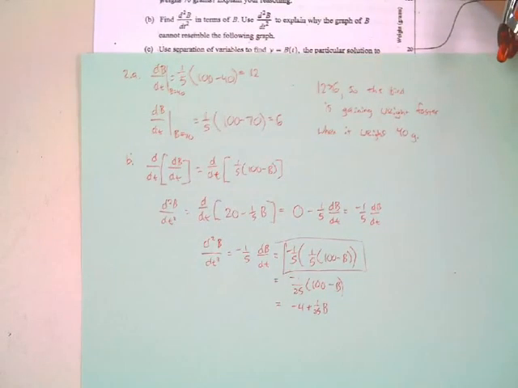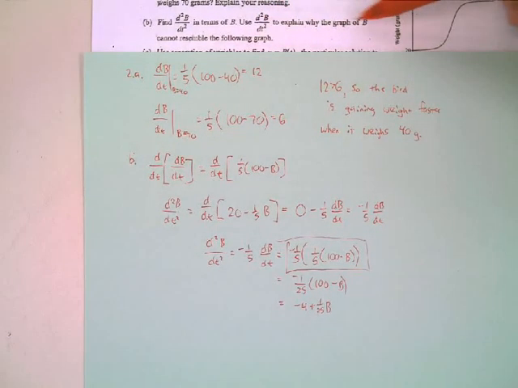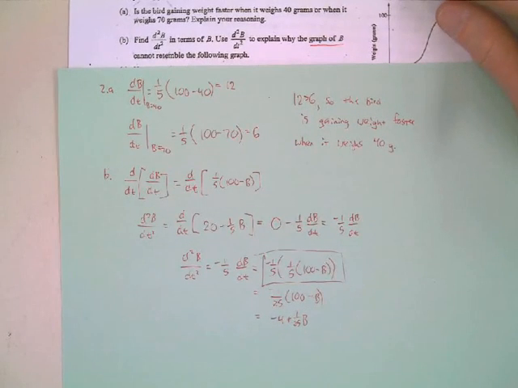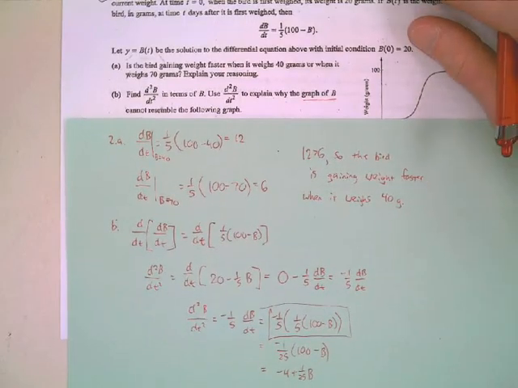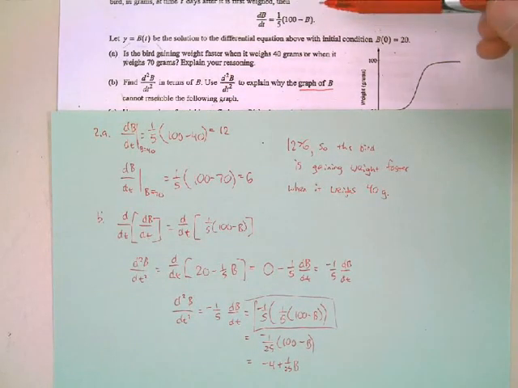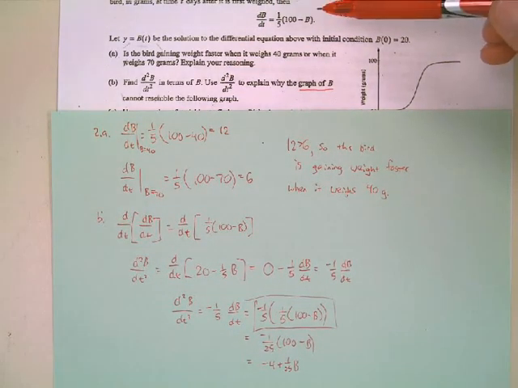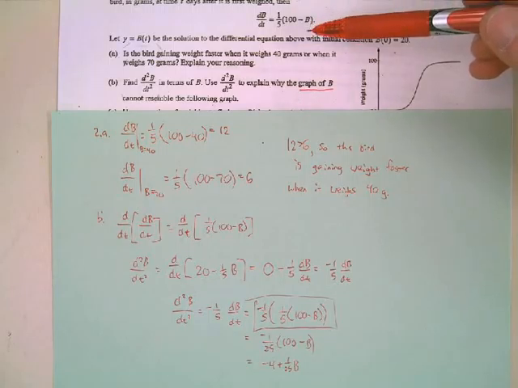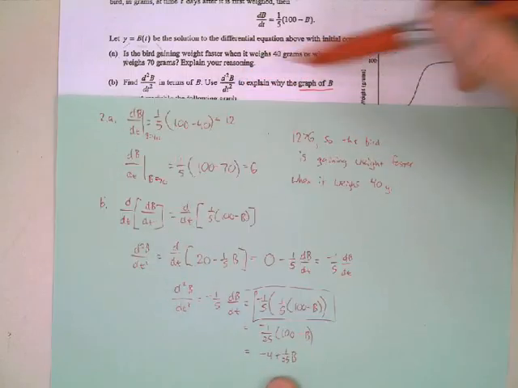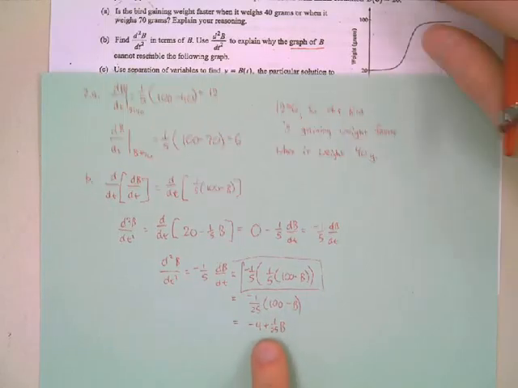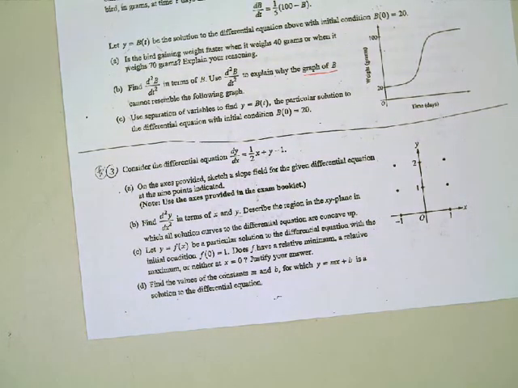It says use that second derivative to explain why the graph of B cannot resemble the following graph. So let's see. Oh, sorry, I'm not able to show everything. There we go. Okay. So again, use the second derivative to explain why the graph of B cannot resemble the following graph. So how can we link the second derivative to the graph of B? What is the second derivative? Concavity. Yeah, concavity, right? So this second derivative is talking about the concavity of B. So we need to look at the concavity of B here and see some sort of discrepancy with our calculated second derivative right here. So any ideas there on that? How might we do that? Connor, what do you say?